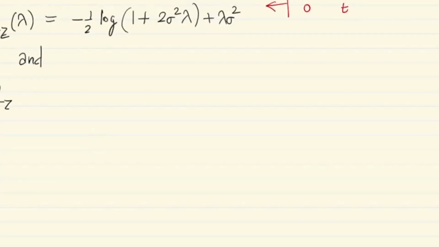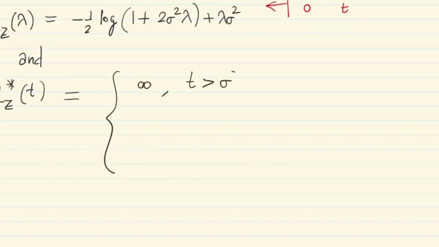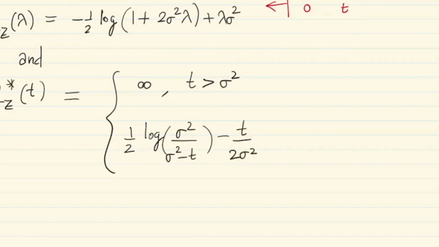For the random variable minus Z, its Cramér transform turns out to be infinity if t is larger than sigma square, and it turns out to be this quantity, half log of sigma square by sigma square minus t, all by 2 sigma square, if 0 is less than or equal to t less than or equal to sigma square.